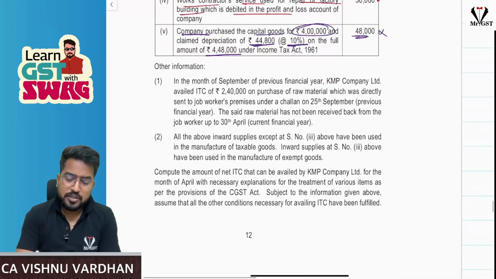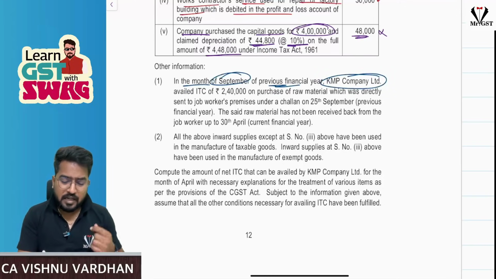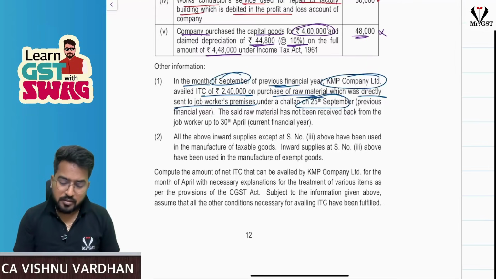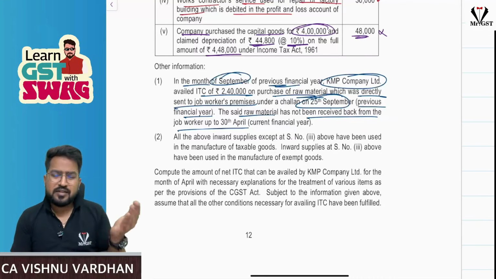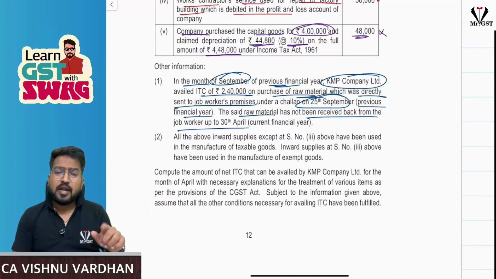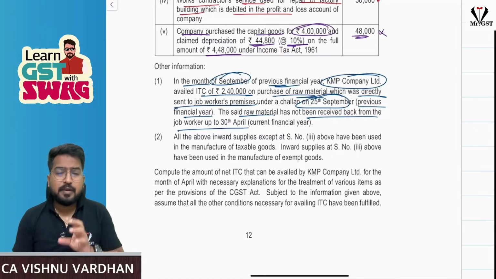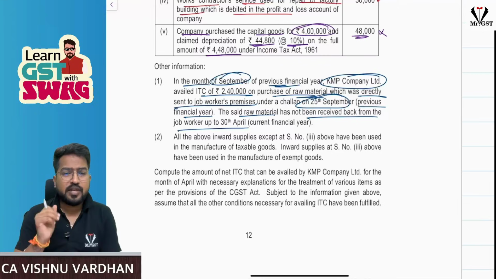And they have given some other information also here. That is, in the month of September of the previous financial year, KMP Company Limited availed ITC 2 lakh 40,000 on purchase of raw material, which was directly sent to the job worker premises on 25th September on a challan in the previous financial year. Okay, the said raw material has not been received back from the job worker up to 30th April of the current financial year. There, you know, when inputs can be directly sent to the location of the job worker and still you can take ITC, provided those inputs are received back by you in 1 year. Here, still 1 year is not over, so no need to worry. In this April month, there is no liability going to be added on that. So, no need of any adjustment. You just make sure you are explaining that in the working notes.